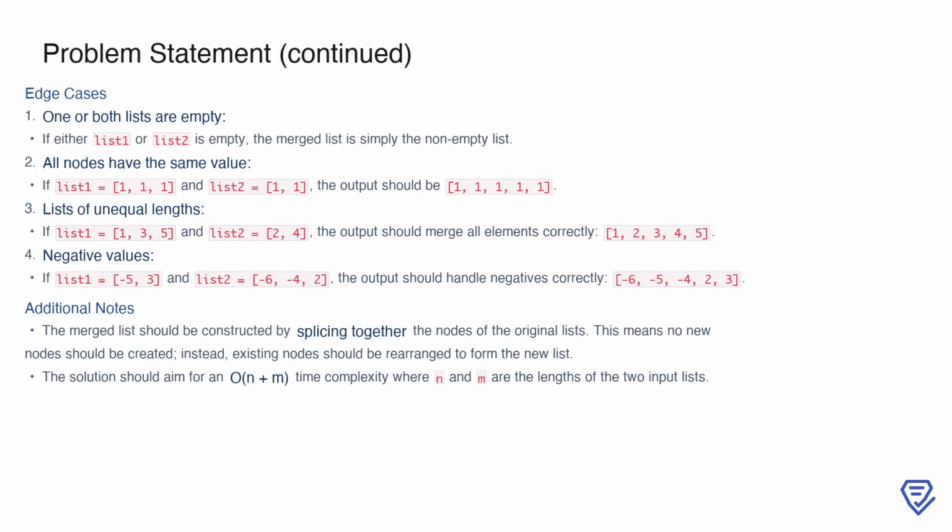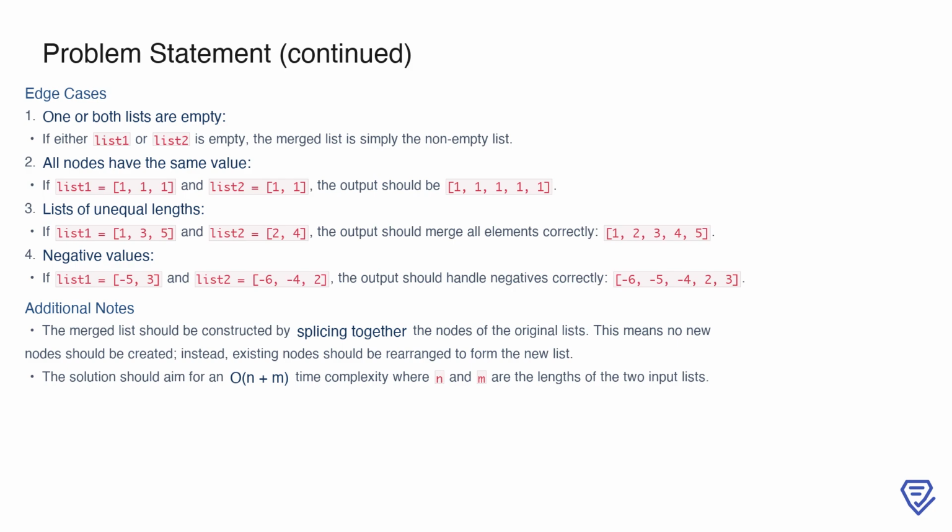When solving this problem, you should also account for a few edge cases. For instance, if one or both of the input lists are empty, the result is simply the non-empty list, or an empty list if both are empty. Another edge case is when all nodes in both lists have the same value. In that scenario, the nodes are merged in sequence, preserving the order.